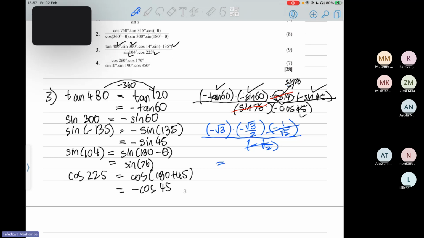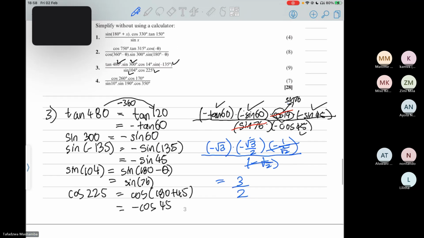You say then this becomes square root of 3 times square root of 3. Remember, a square root times the square root gives you the square root is gone. So you'd just be left with 3 over 2. Then that's your answer. There you have it. We have all 9 marks.